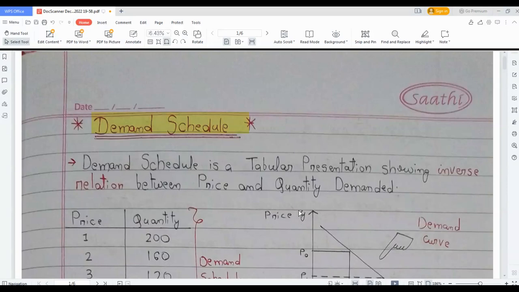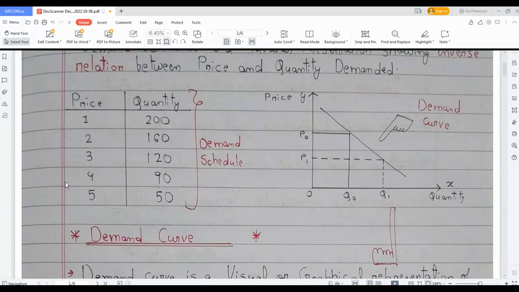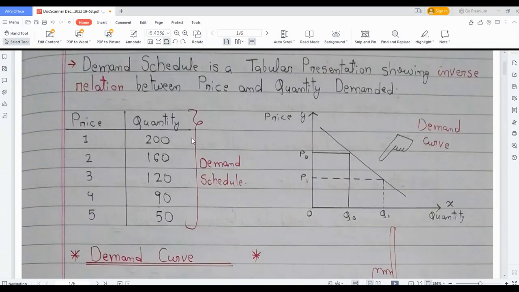Now let's briefly discuss what this is. Demand schedule generally shows us the inverse relationship between price and quantity demanded in a tabular format. This is an example of a demand schedule, which shows an inverse relationship between price and quantity of the commodity. Let's see, when the price increases, the quantity demanded of that commodity decreases gradually.